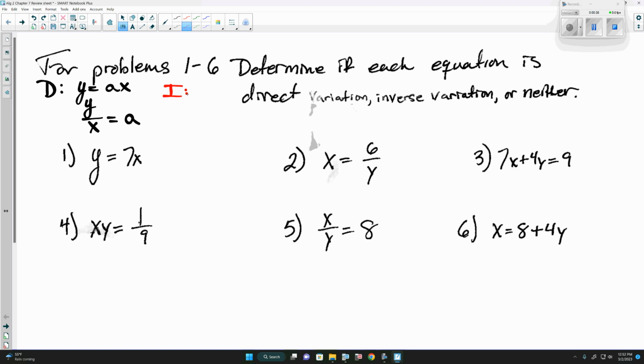Now, inverse variation, our main equation is y is equal to a over x. We could say x is equal to a over y. Either one works. And our other variation of inverse is x times y is equal to a.